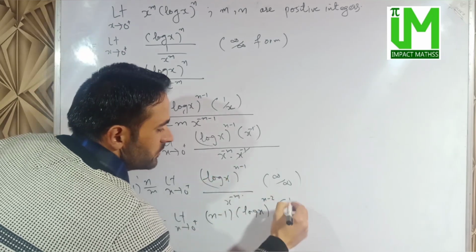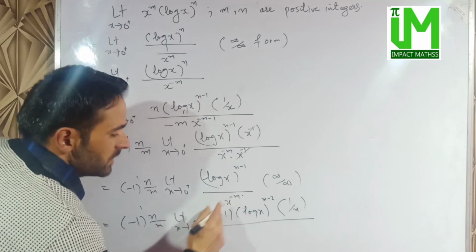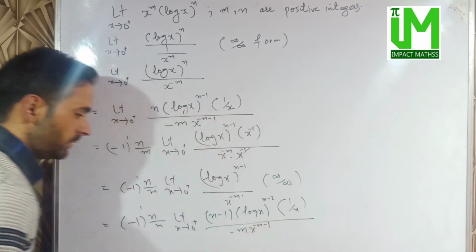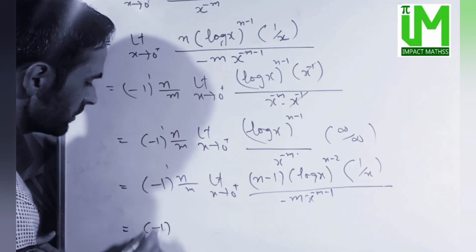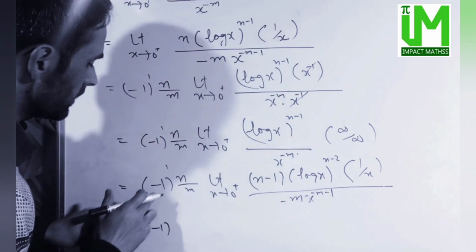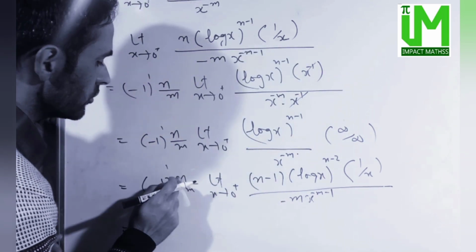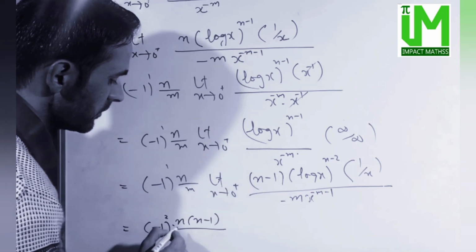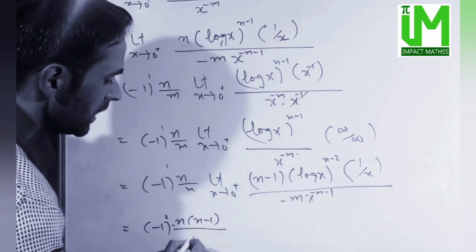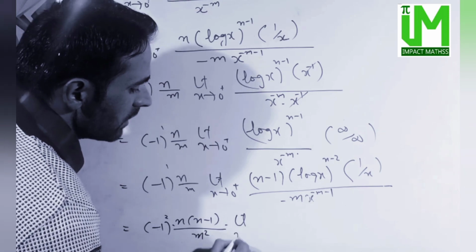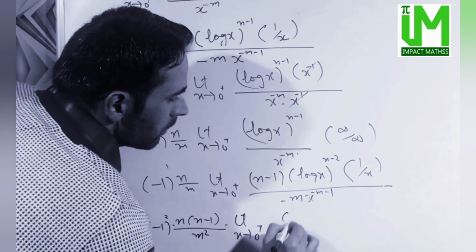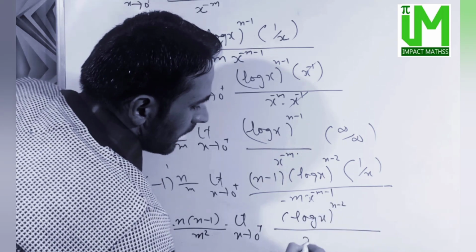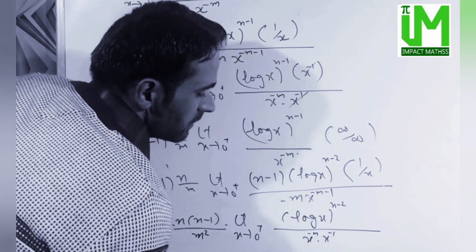So log of x की फिर से internal differentiation 1 by x divided by x raised power m की differentiation minus m x raised to power minus m minus 1, which can be written as minus 1 raised to power 1. अब ये minus 1 फिर से बाहर आएगा, so it will be minus 1 whole square into n into ये n minus 1 फिर से multiply, so n into n minus 1 divided by m and this m again, so it will be m square into limit x approaches to 0 log of x raised to power n minus 2 divided by x raised to power minus m into x raised to power minus 1.